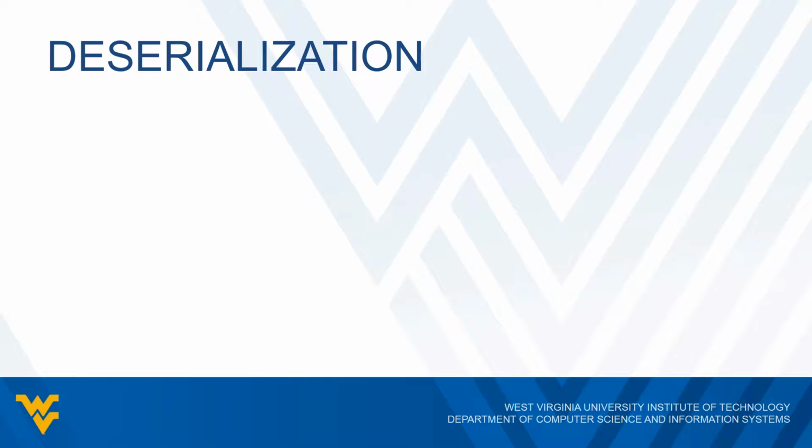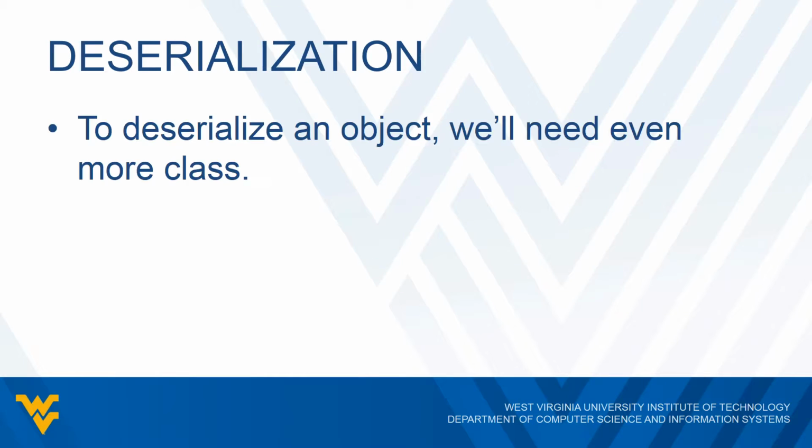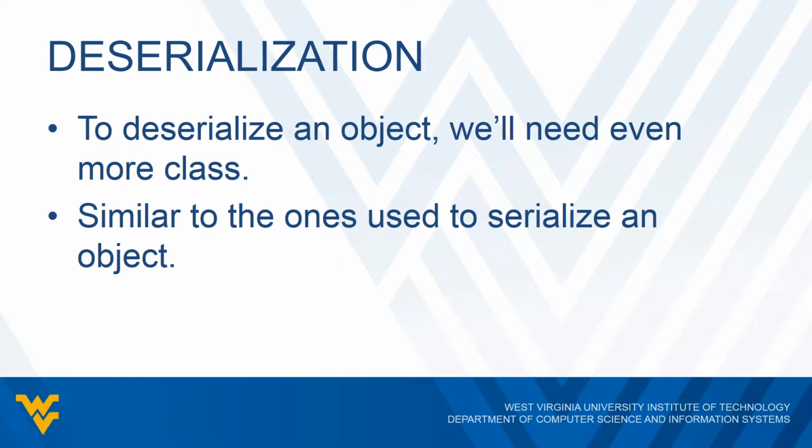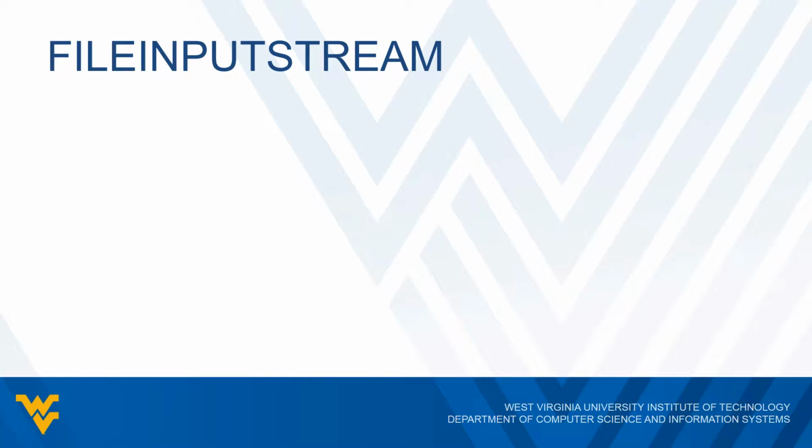In the last lecture, we talked about some classes for serializing an object. Well, if we want to deserialize an object, we're going to need additional classes. The other two classes aren't enough. We'll need some other classes. Now, I will mention that these are going to be very similar to the ones that we used to serialize an object. The first class we need is the file input stream class.